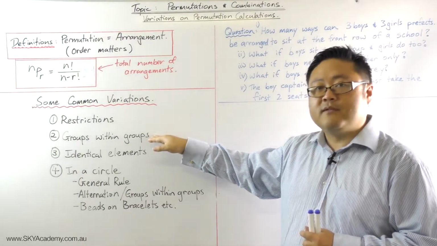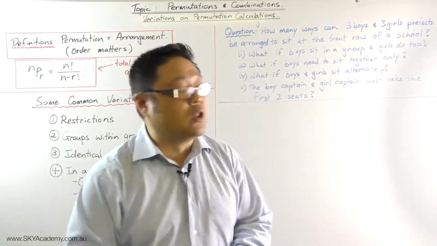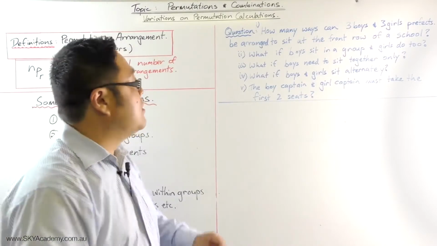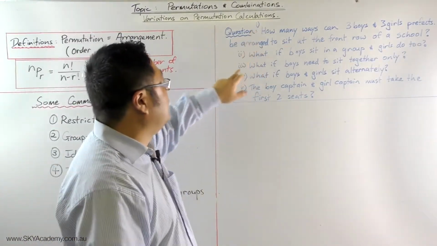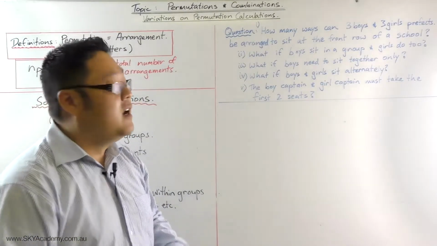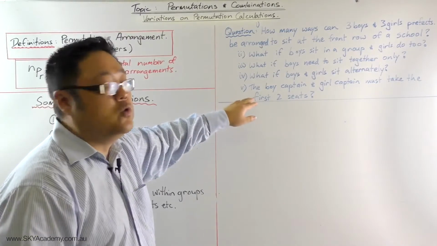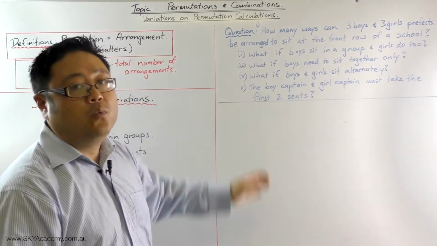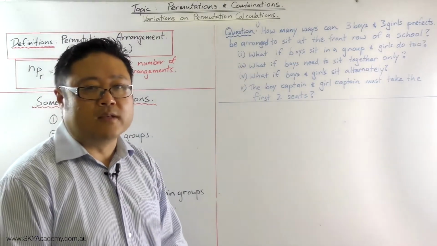groups within groups, right? And the best way to illustrate that is with an example. So let's have a look at a specific example on the board. There's a number of parts, 1, 2, 3, 4, 5 parts. My hope is that by the time we do part 5, you will have cottoned on to how to deal with things, right?